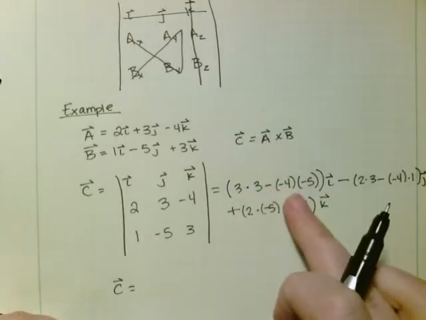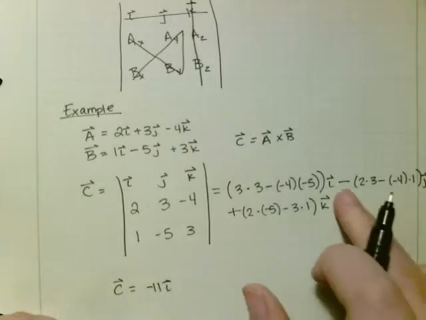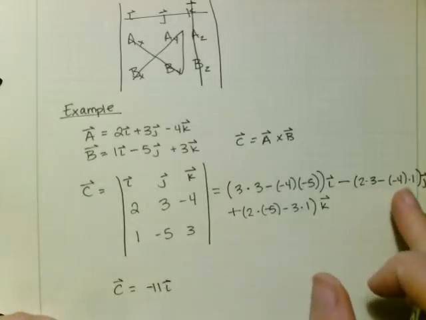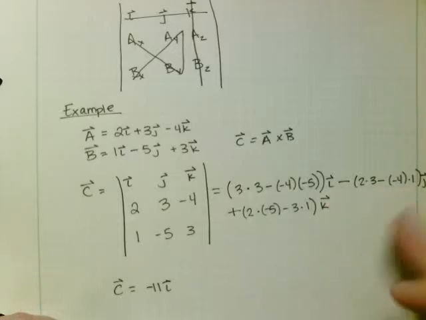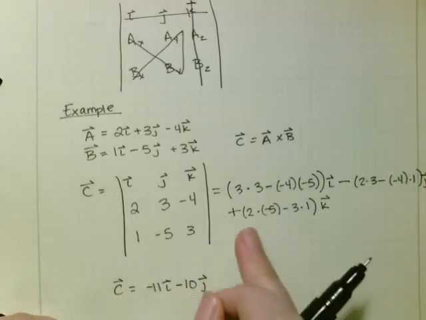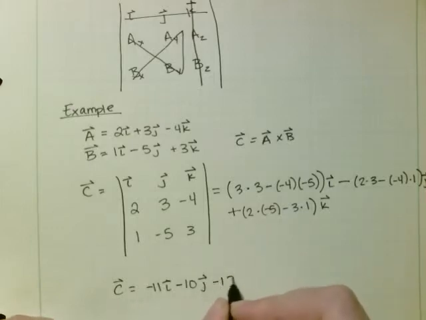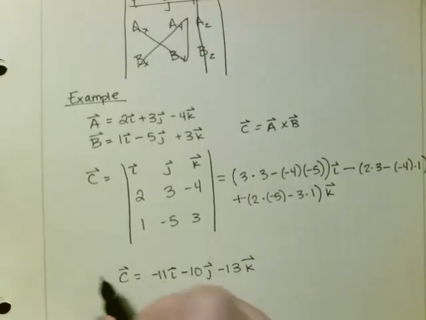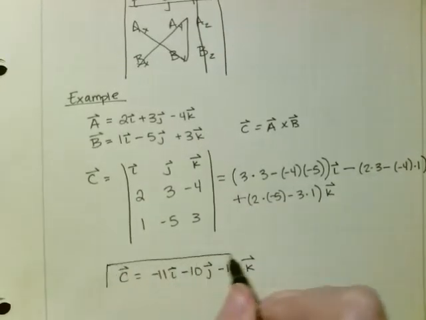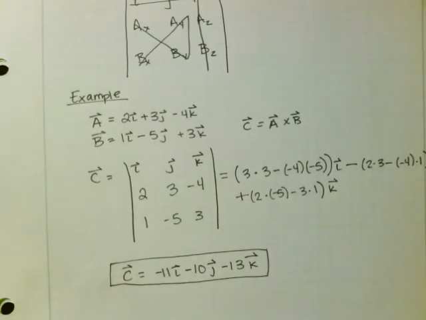such that C would be equal to 9 minus positive 20, which would be negative 11 I, minus 6 plus 4, so that would be minus 10J. And then for K, we'd get negative 10 minus 3, which is equal to negative 13K. Okay, and so now we found C, which is the cross product for A cross B. And that's how you do cross products.